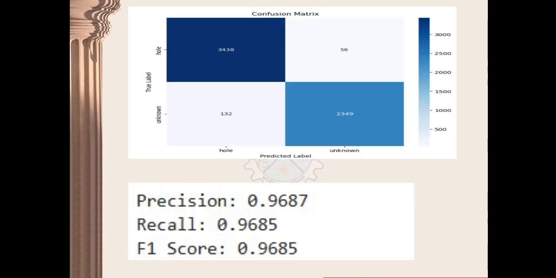And this is the percentage, the predicted label and the true label for the holes and the types of defect that we have trained so far. And this is the model accuracy value, like precision, recall and F1 score.